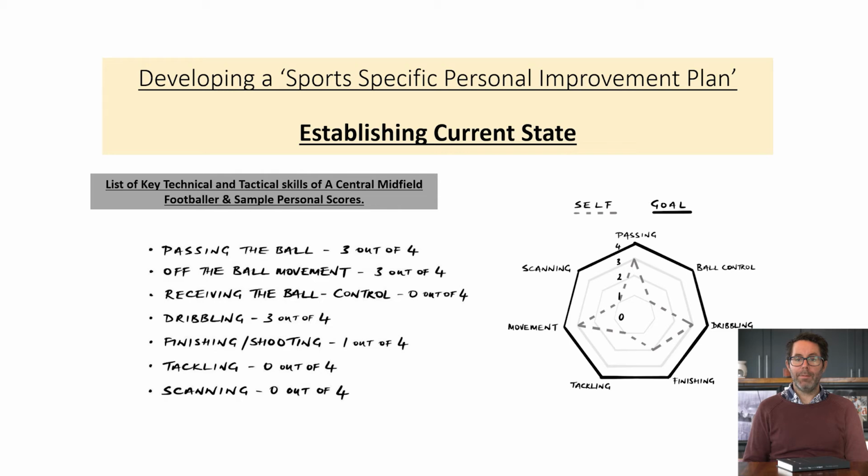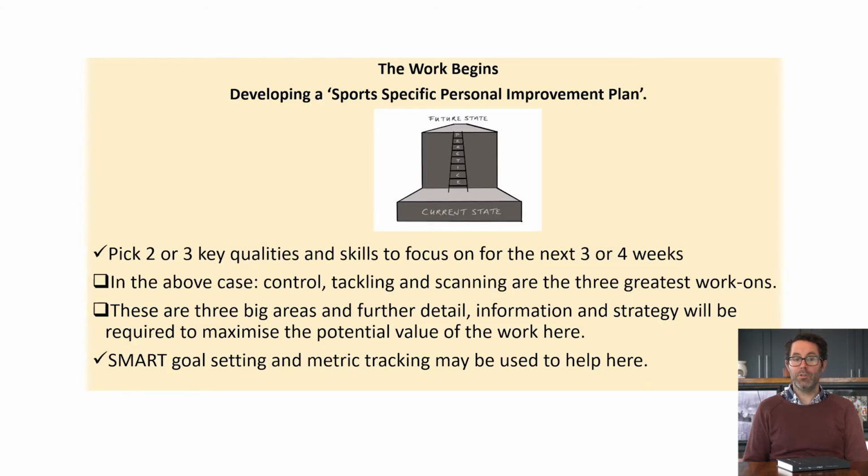Now, when you've established that, you can create some sort of an image or a graph, which can sometimes be a visual that can help. So you can compare where you'd like to be with where your current state is. And then when you have that, we start looking at current state, practice, and then desire, where we want to be. So what I would be saying is the work begins here, and you're going to pick 2 or 3 key qualities or skills and focus on them for the next 3 or 4 weeks.